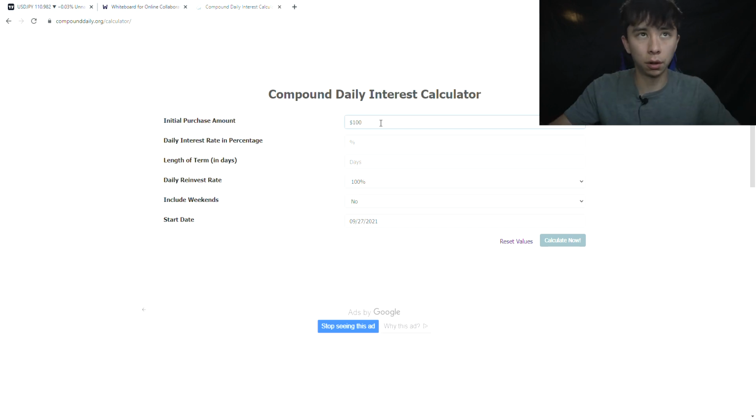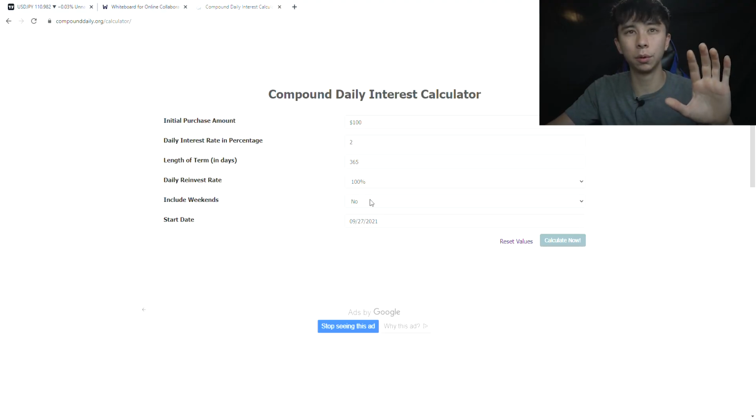So we'll start with a $100 account. And every day you make 2% on that account. We do that for a total of 365 days. And as long as you don't take that money out and let it build up every single day, let's say we don't even include the weekends as well. Let's say we only trade 5 days a week, only 2% every single day. We will calculate 1 year and it will show us right now.